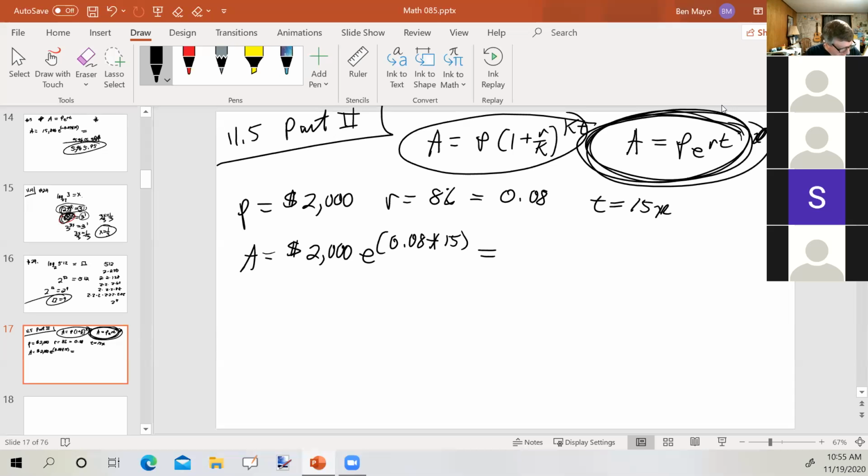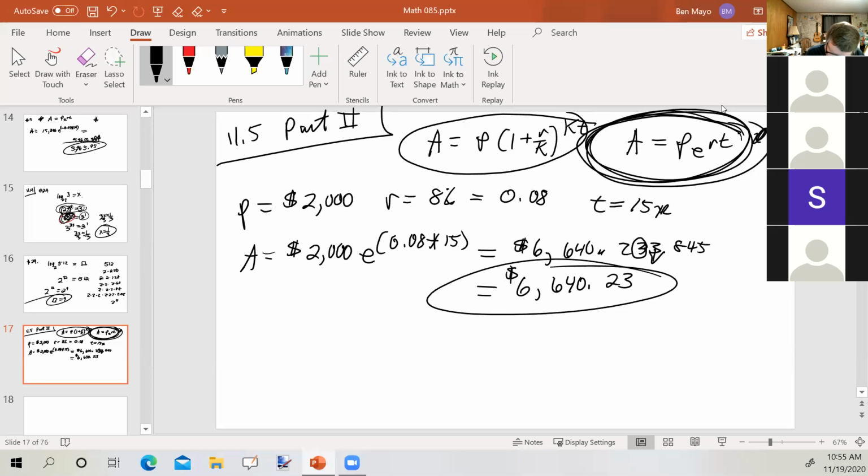It doesn't say anything about rounding, but since we're dealing with money, we would round it to the nearest cent. Now, this thing goes on out here, rounding to the nearest cent, the 3 would round down, so we would get $6,640.23. Any questions on that one?